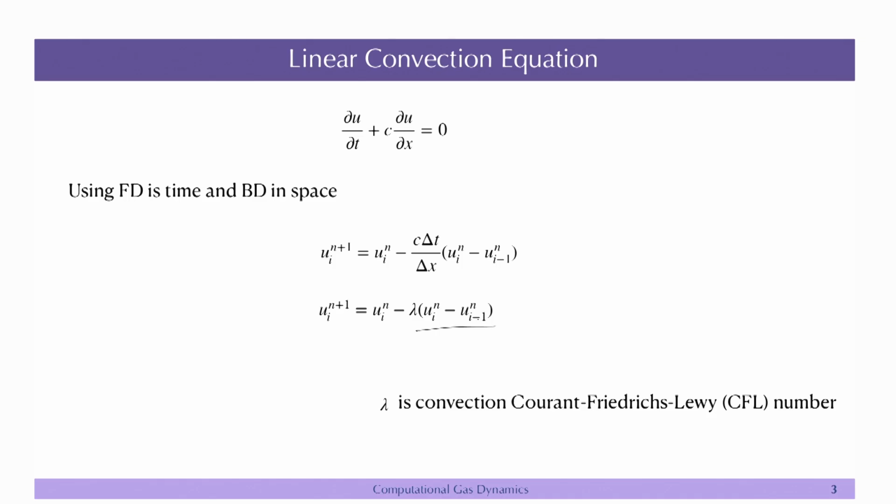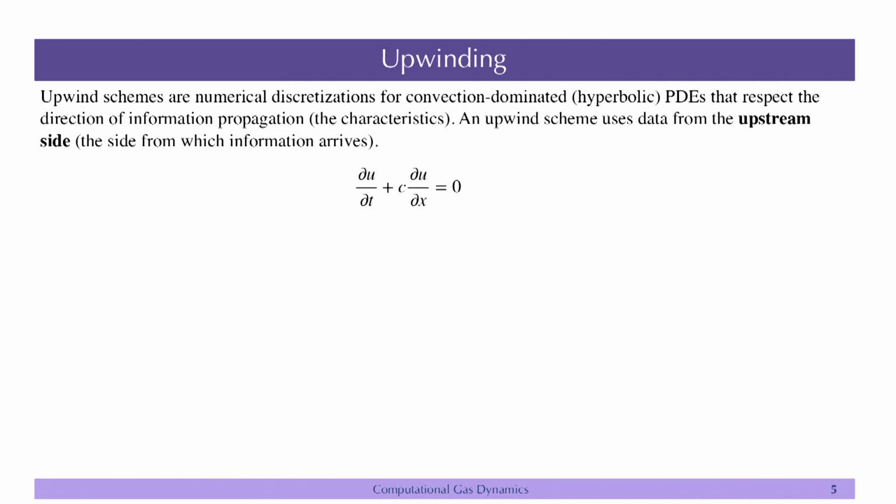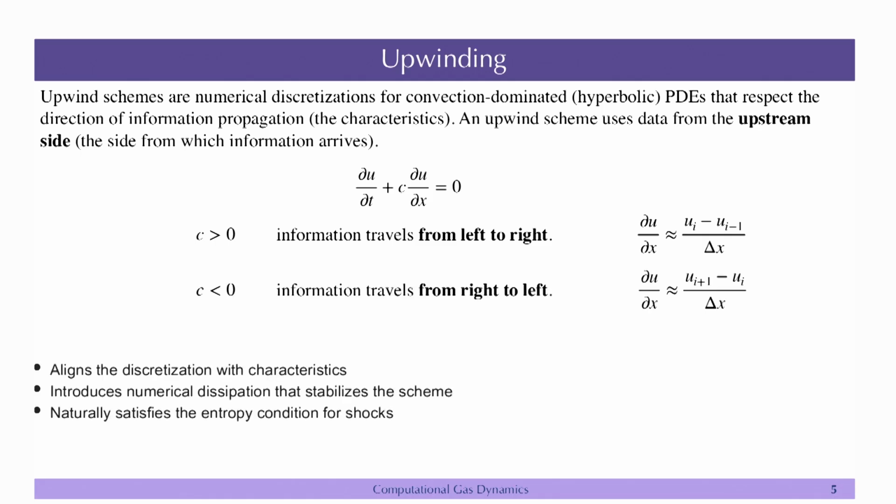And what we noted is that it is stable for lambda, which is defined as the CFL number, C delta t by del x, and it was stable for lambda less than 1. That is what we noted in the last class. We also looked at that these schemes are stable only when we use the upwinding scheme. When we tried using central differencing, it did not work out.